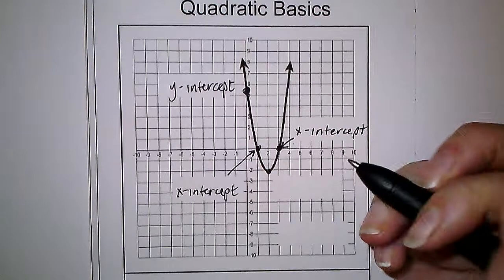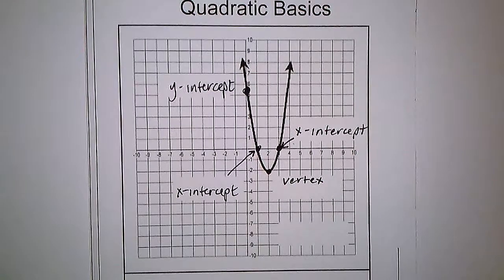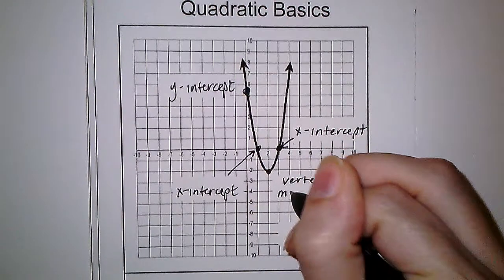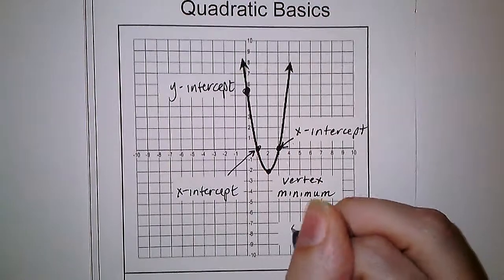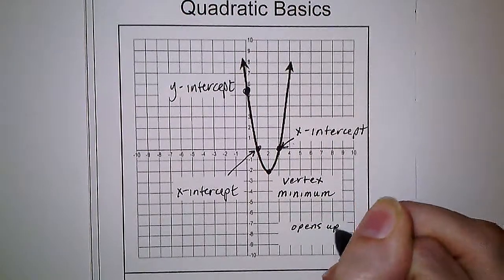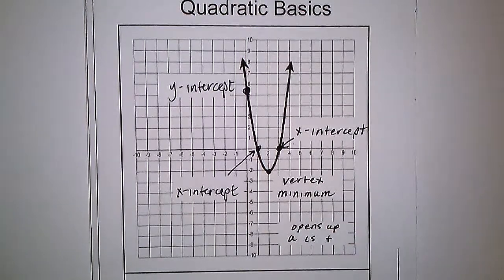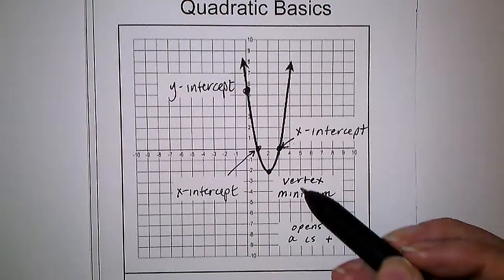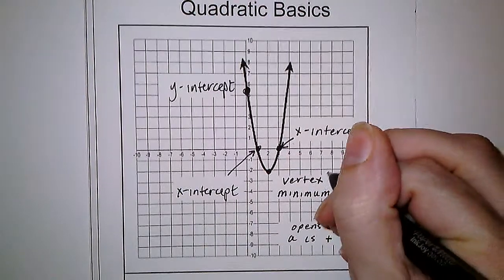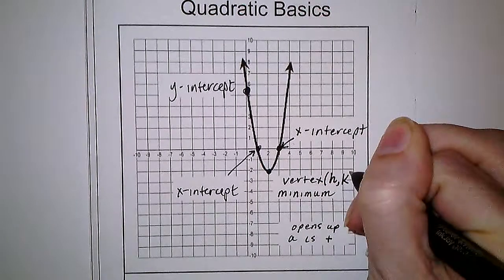And right here, we've talked about this before, this is our vertex. And we're going to talk a little bit more about it also being, in this case, a minimum. So it's the minimum point. And the reason it's a minimum point is because it's opening up and your a value is positive. Okay, so this is what it could look like. This is when our a value is positive. Here's my vertex. Remember, we're going to write our vertex, and actually, you'll see this on the back as well. We're going to write it h, comma, k.